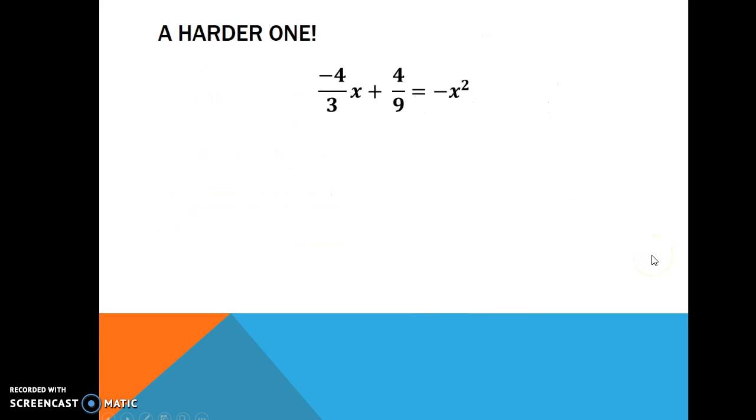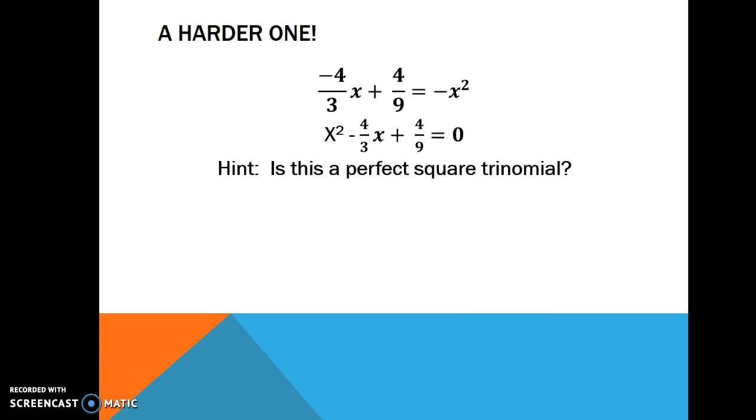Okay, the last one. This is really, really hard. Can you do it by yourself? Could you try to do it? We have to get it equal to 0. So that should be our first step. And I'll give you a little hint here. Is this a perfect square trinomial? Could I use my perfect square trinomial rule to factor this? Well, obviously, yes, we can.